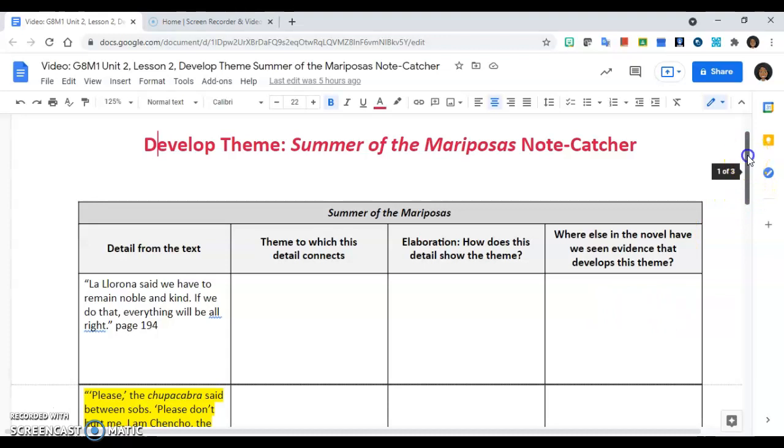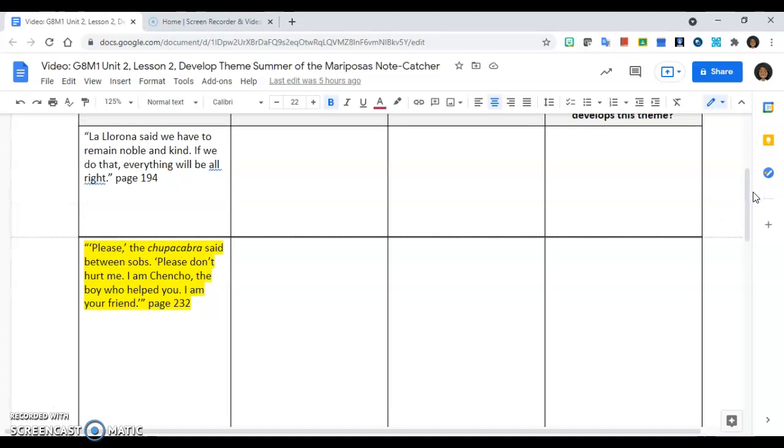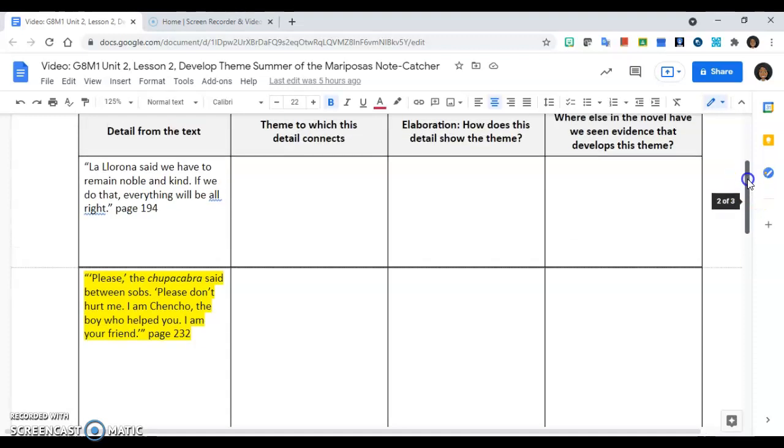So if you scroll down to your second box, on page 232, we read, "Please," the chupacabra said between sobs, "please don't hurt me. I am Chinko, the boy who helped you. I'm your friend." So at this point, we know that the chupacabra reveals himself as Chinko. And this is the boy that they took shelter with. This is the boy that they trusted, right? And so the question becomes, well, what theme would this detail connect to?